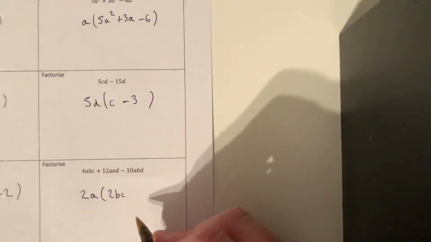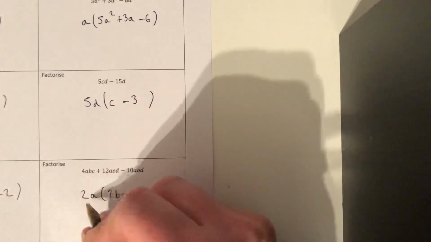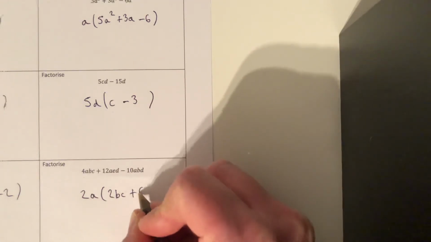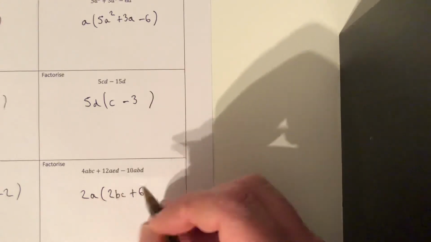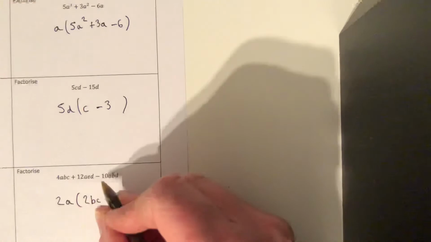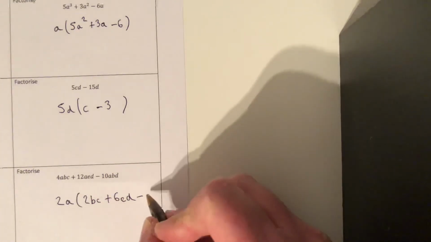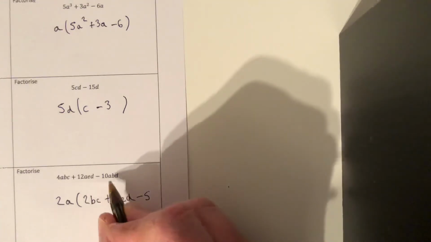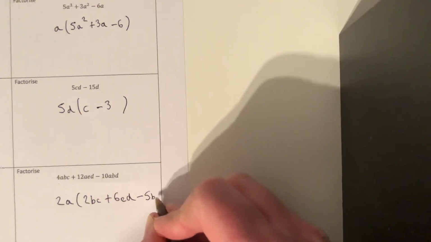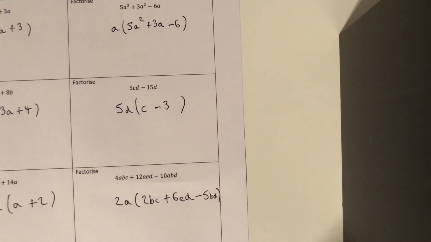Now on to the next one, 12aed, or whoever made up all this. So 2 times what gives me 12? That'll be 6. We've got the a, we need the ed. And then the last one, take away this time, all right? Doesn't really make a difference. 2 times what is 10? Well, that'll be 5. We've got the A, we need the B, D. And I can close my brackets, and job done.